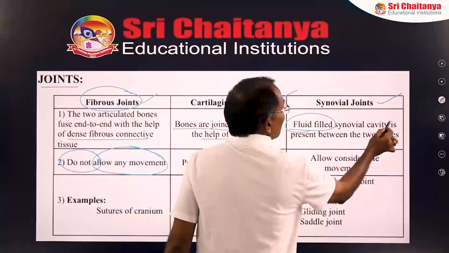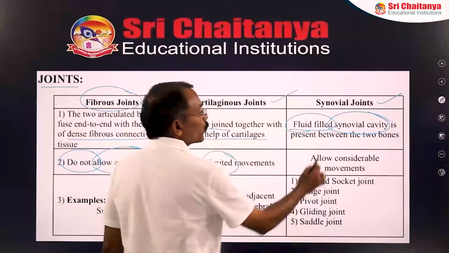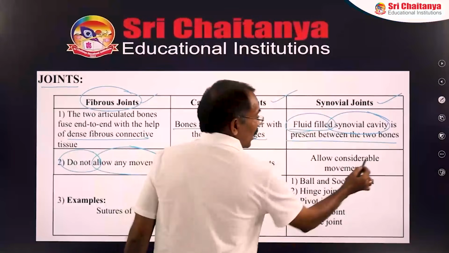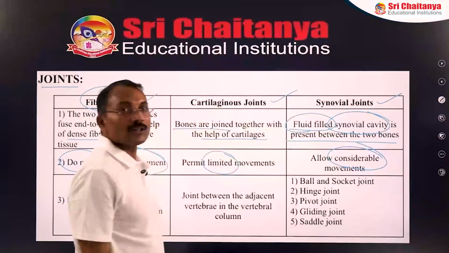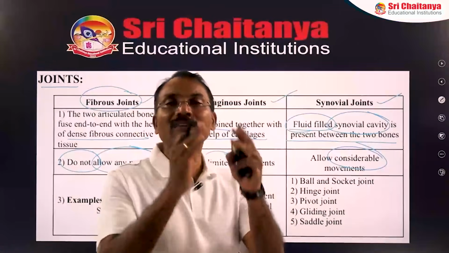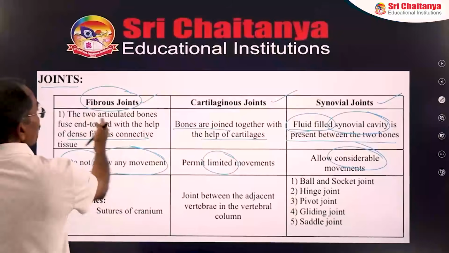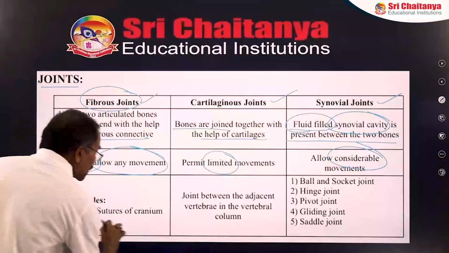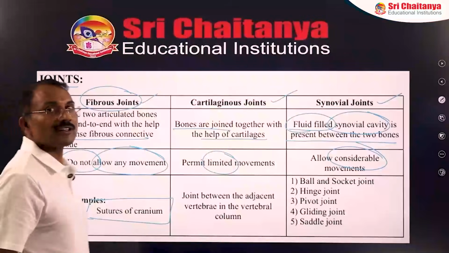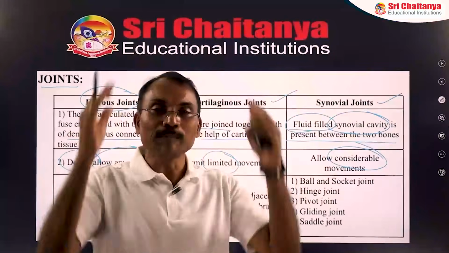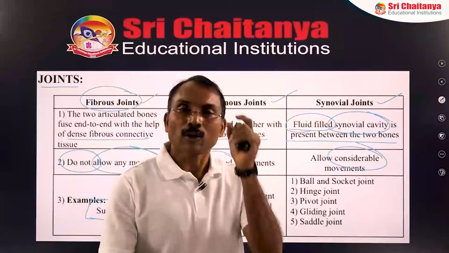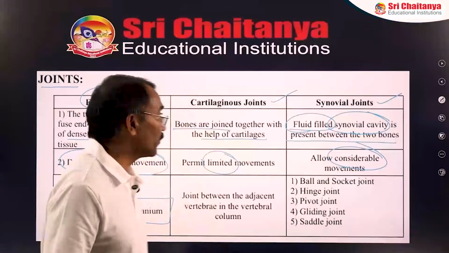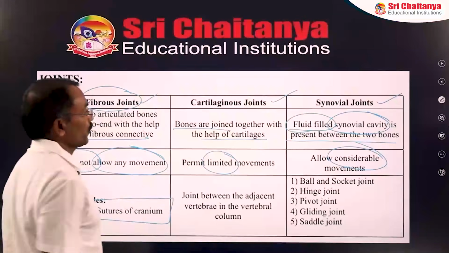A fluid-filled synovial cavity is there between the two articulated bones, and these joints allow considerable movements, nothing but free movements. What are the various examples of the three types of joints? Fibrous joints: sutures of the cranium. Already we have discussed that in our cranium, sutures do not allow any movement of cranial bones. These sutures are the examples of fibrous joints.